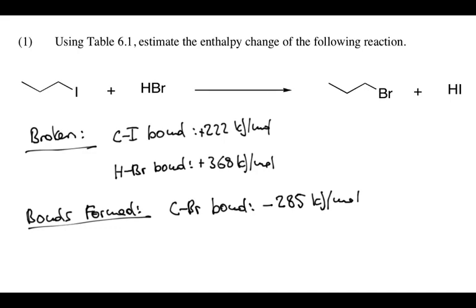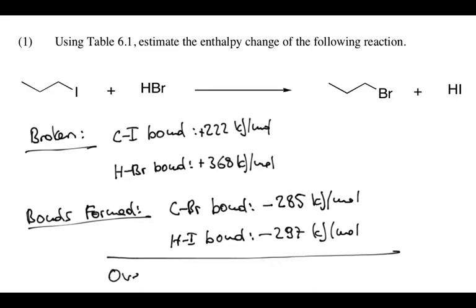The other thing which is formed, what else is formed? The H-I bond, right? So we have the H-I bond, and how much is that? 297. So the release is 297 kilojoules per mole. So now what is the sum of all these numbers overall? Then you need a calculator. Does anybody have a calculator? You can use your phone. Plus 8 or minus 8?